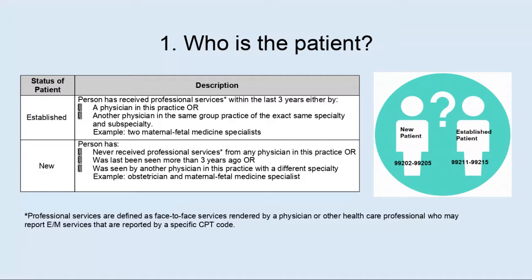These codes are different depending on whether the patient is new or established. An established patient is a patient who has received professional services within the last 3 years, either by a physician in this practice or another physician in the same group practice, of the exact same specialty and subspecialty. For example, 2 maternal fetal medicine specialists. You have maternal fetal medicine specialist A and B, regardless of which one the patient goes to, they're an established patient after that initial visit.